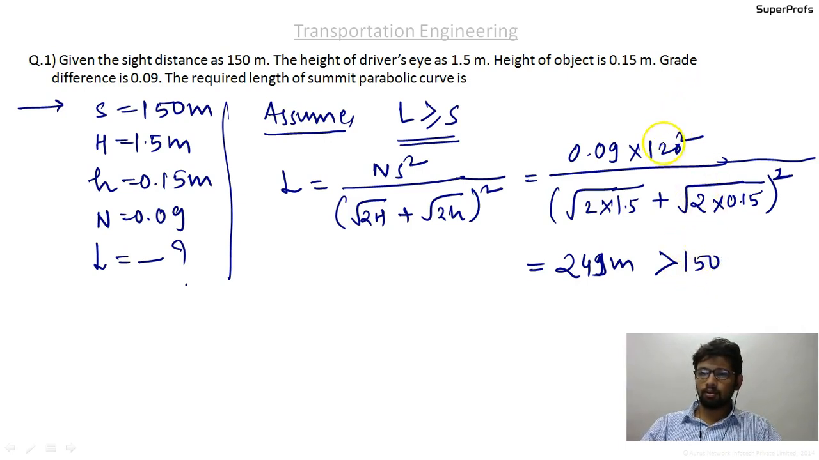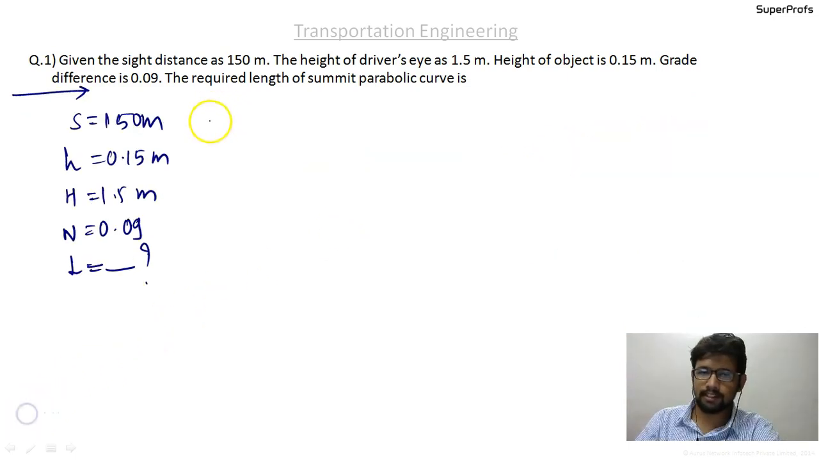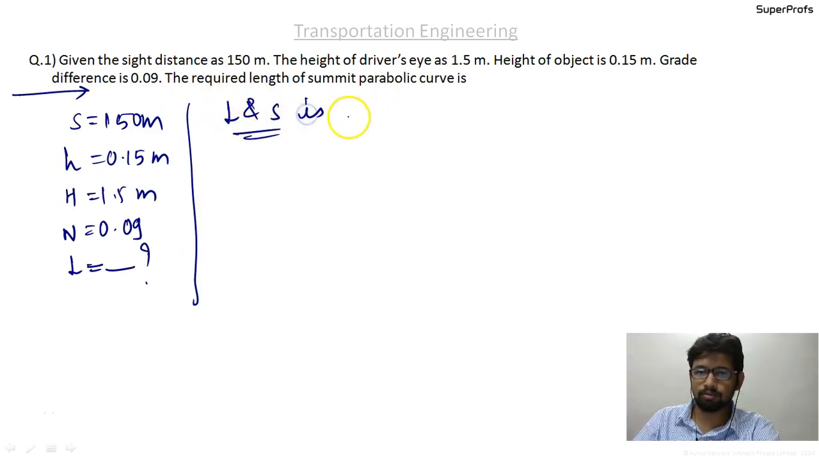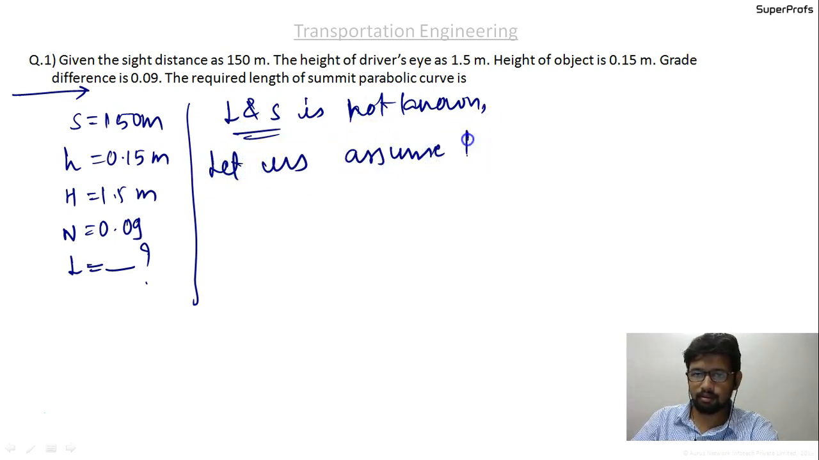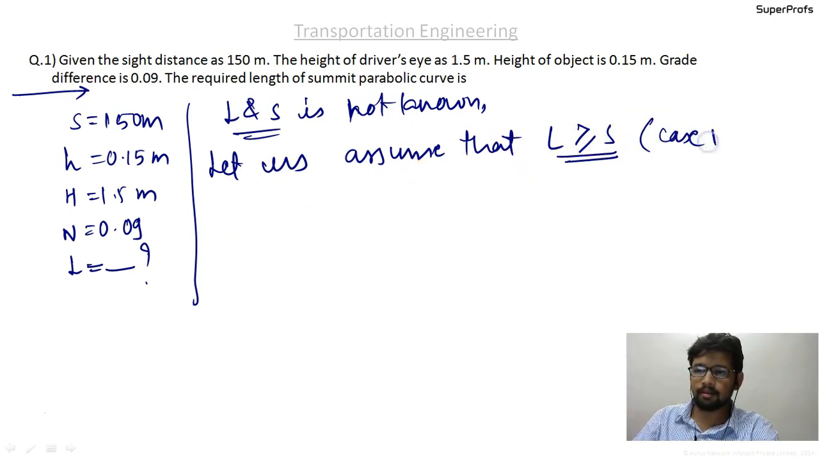Okay, it should be 150 over here. It is greater than the 150 meters. So let us assume, since the relationship between the length and s is not known, that the length of the curve is greater than or equal to the s value. So as per that, this is case 1.